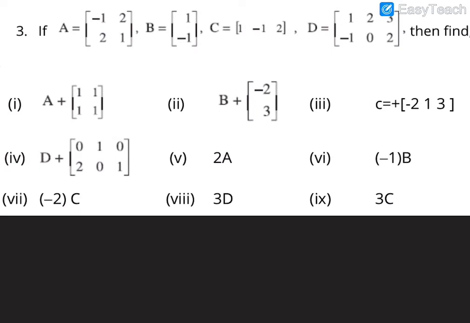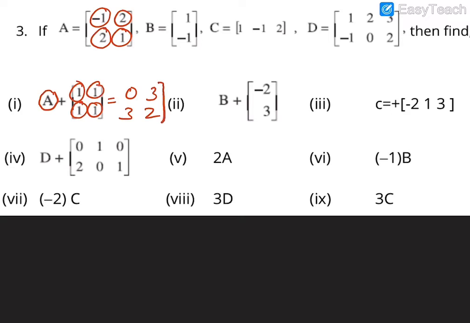Next question, question number 3. If a is this, b is this, c is this, d, then find the value of a plus this matrix. So you just need to replace the value of a here and add this matrix 1 1 1 1 in a. So how we can do this one? Just I am writing here: minus 1 plus 1 will be 0. 2 plus 1 is 3. 2 plus 1 is 3 and 1 plus 1 is 2.